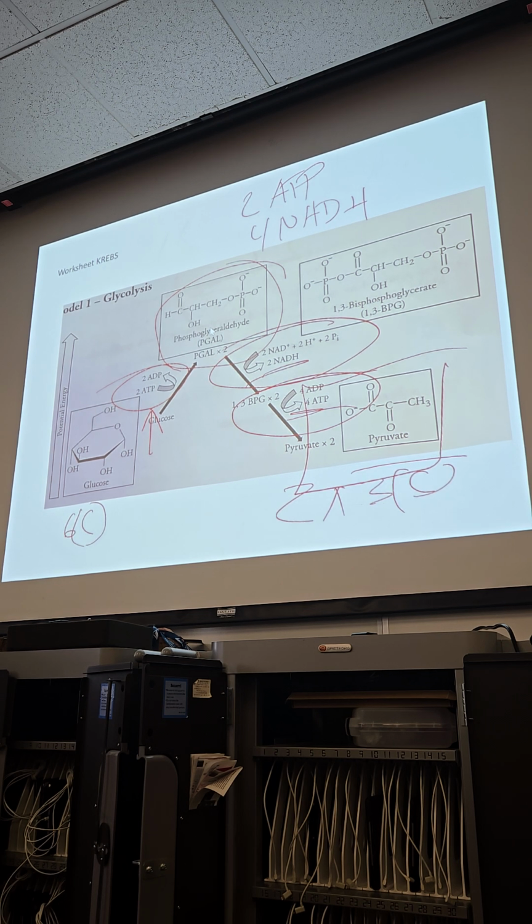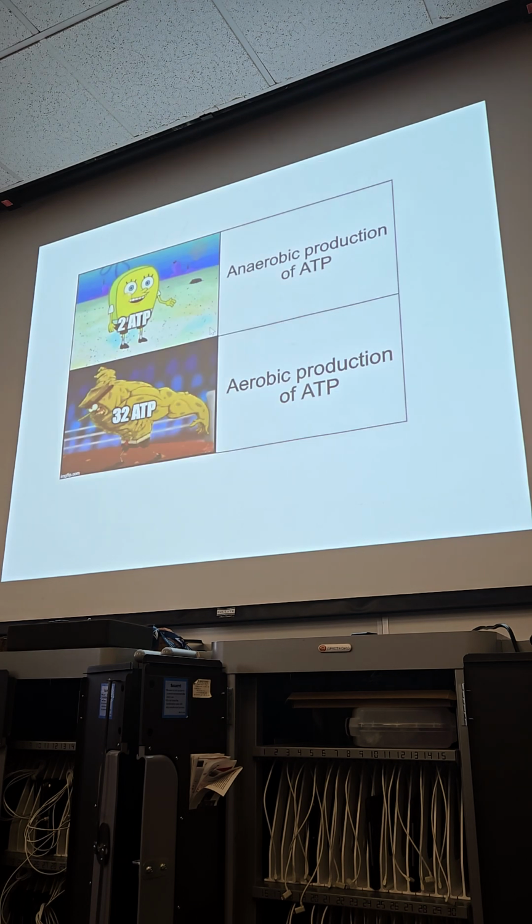So, purpose of glycolysis was what? Break glucose down into 2 pyruvates. All we did. Break glucose down. That was it. In the process, what did I gain? 4 NADHs and 2 ATP. What did my meme say? 2 ATP.